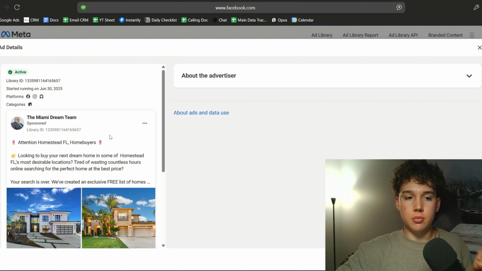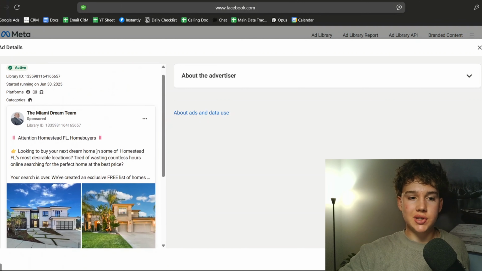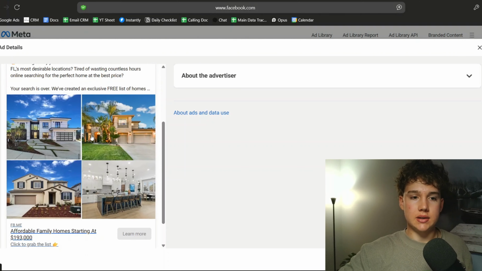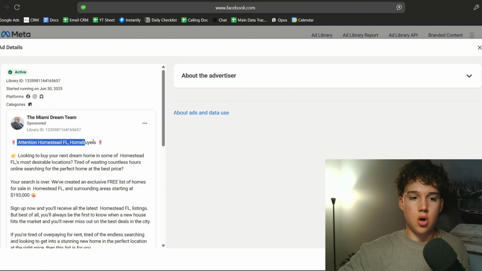Now, the most important parts in that case are the hook and the image and the creative itself. So you can see the image is pretty solid. That gets your attention. It's nice homes. It's obviously in a nice area, palm trees in the interior. And the other thing that gets your attention is this hook right here. Attention, Homestead, Florida home buyers. That's a really good hook right there. It's pretty much as simple as you can get.